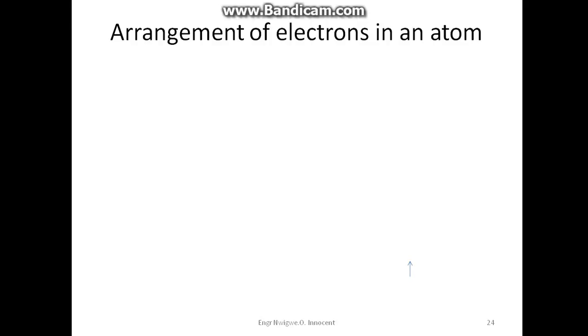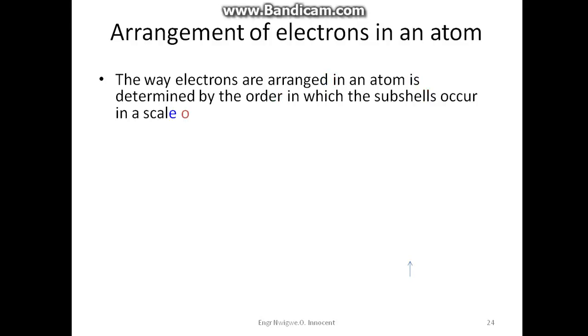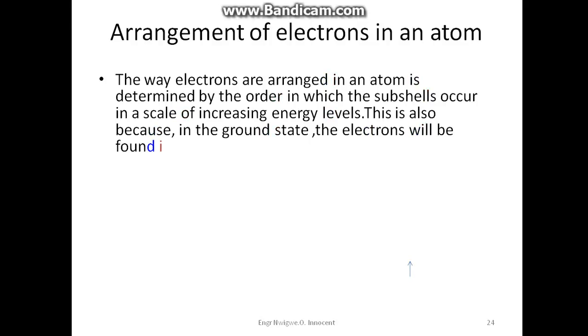Arrangement of electrons in an atom. The way electrons are arranged in an atom is determined by the order in which the subshells occur on a scale of increasing energy level. This is so because in the ground state, the electrons will be found in the lowest energy level available.